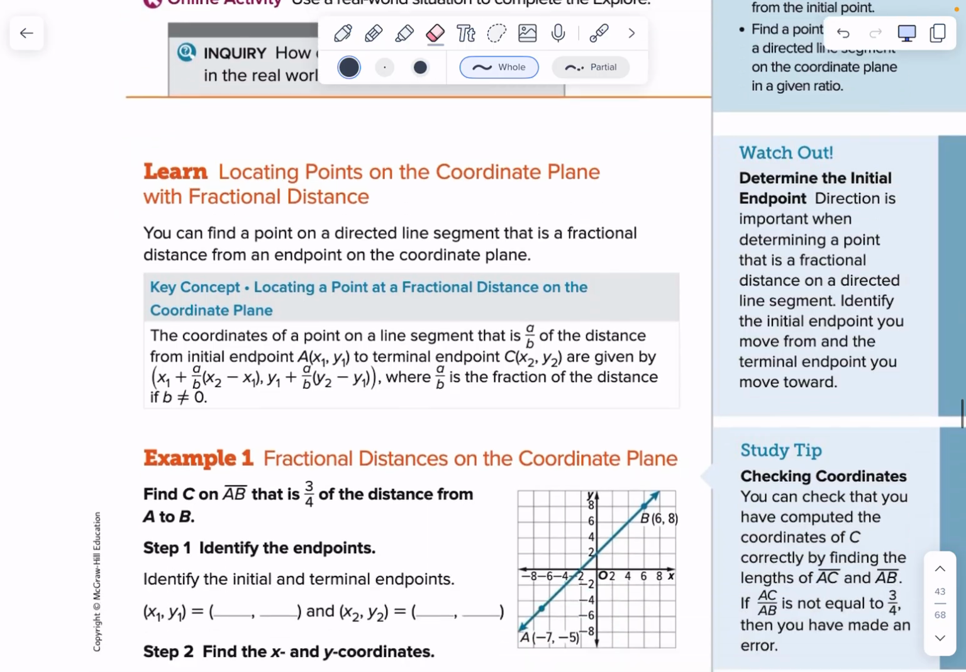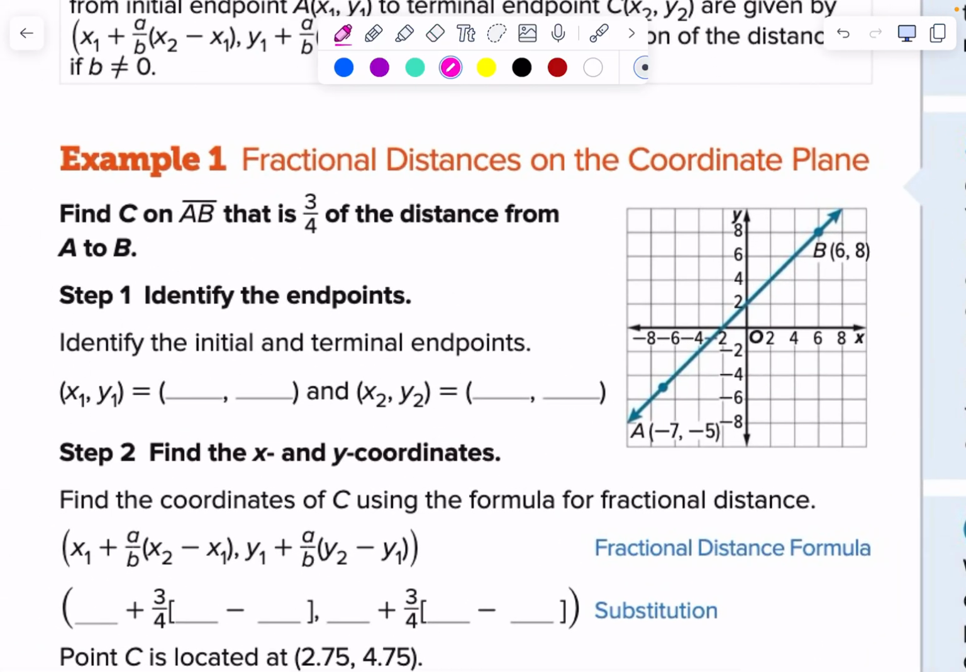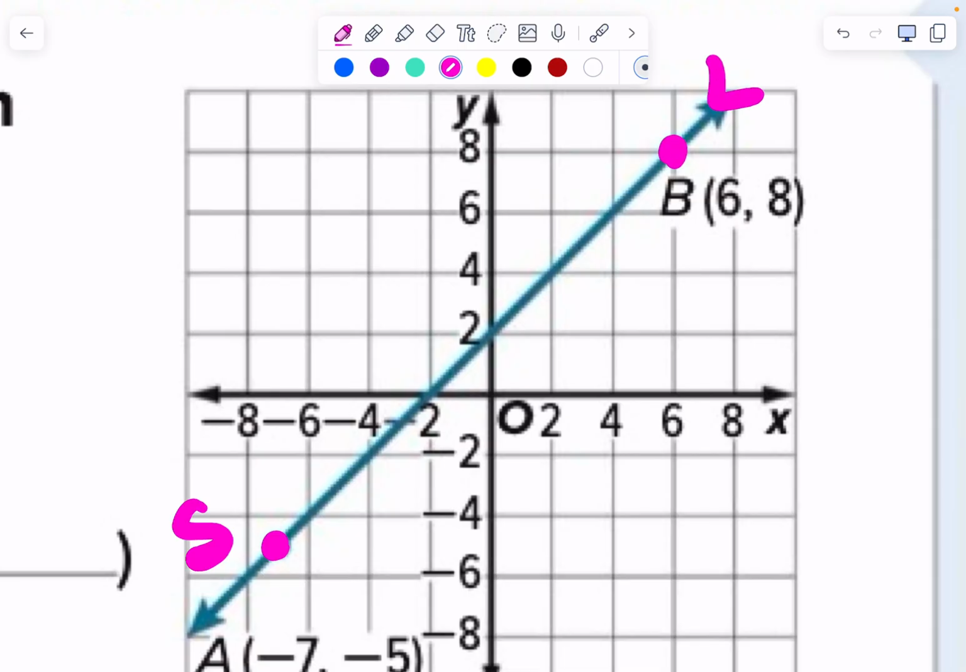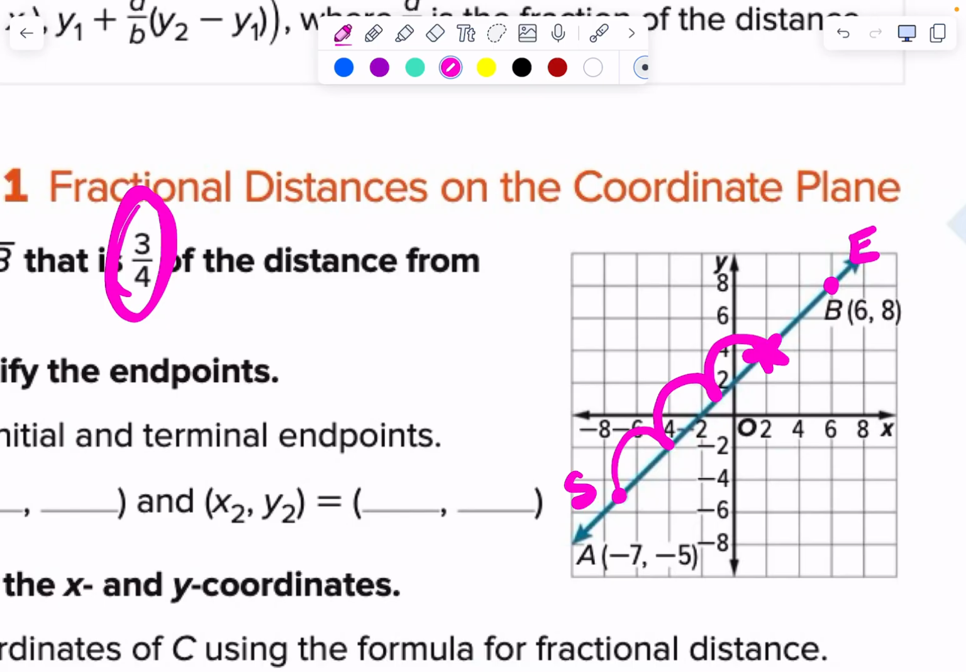Here we go. Locating points on a coordinate plane. Example 1. They are saying C lives from A to B. A is my starting spot. So I'm going to put an S next to that so I know where we're starting. And B is the ending spot so I know that I'm ending there. And I want to go how far? 3/4 of the distance. So if I'm starting here and I'm ending here, am I going to be closer to A or closer to B if I'm going 3/4 of the distance? Closer to B. I'm going to be closer to the ending, 3/4 of the way, right? 3/4. 1, 2, 3 chunks and a 4th chunk, right? It's like chunks of 4, all right?